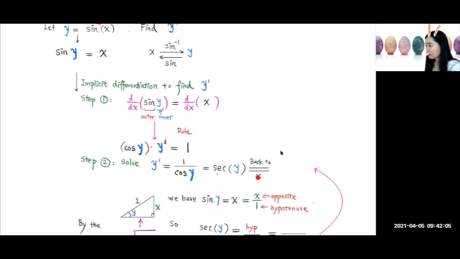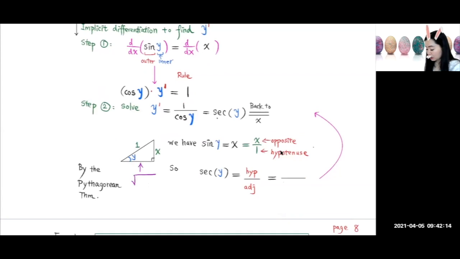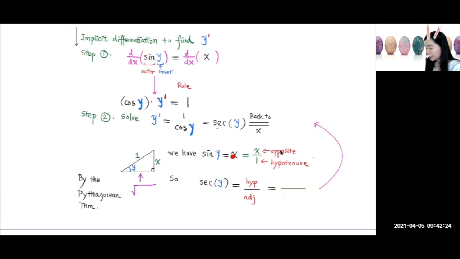Now we want to go back to x. This is in terms of y. We want to express this y in terms of x. Now to do that, we have this trick over here. The trick here is to use a y triangle. We have over here x is sine of y, and this y here is the angle in radians. So we draw a triangle and put this angle y over here. Sine of y is equal to x, which is the same as x over 1. Sine is opposite over hypotenuse. So on this triangle, I'm going to label the side opposite this angle to be x, and the hypotenuse here to be 1.